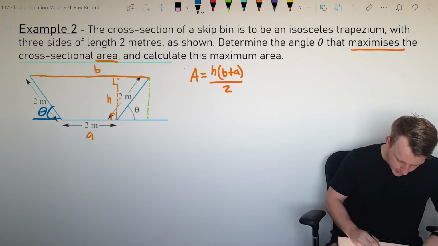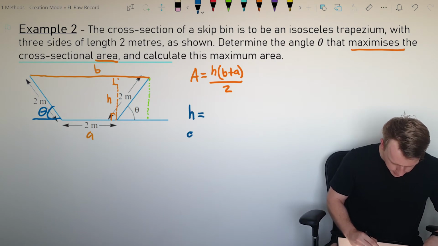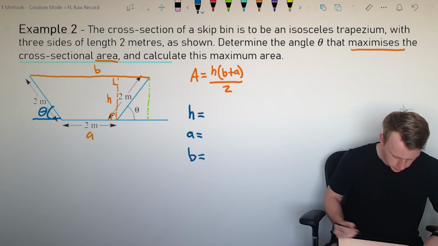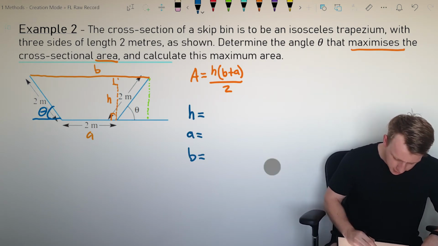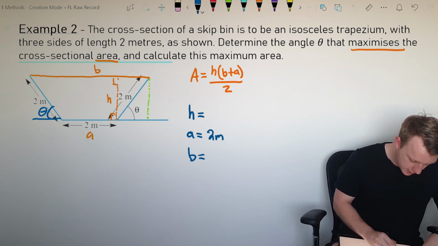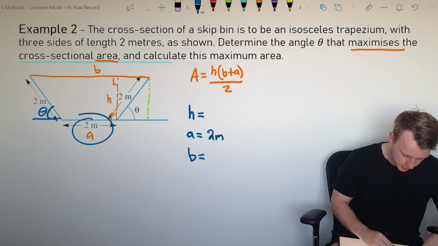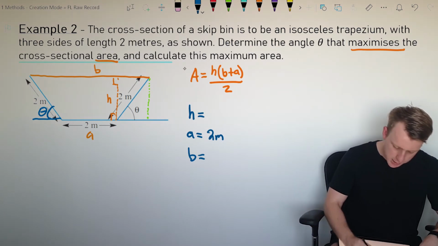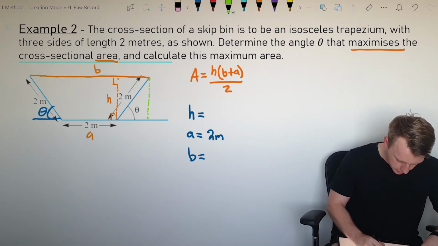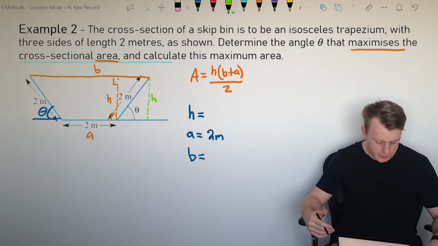What I'm going to write out here is what h is equal to, what a is equal to, and what b is equal to. We'll start with the easiest one, which is a. It is just 2 meters, right? That's that bottom one here, which is very nice. Now h is going to be, if we look at this diagram, I would say that this length would also be h.